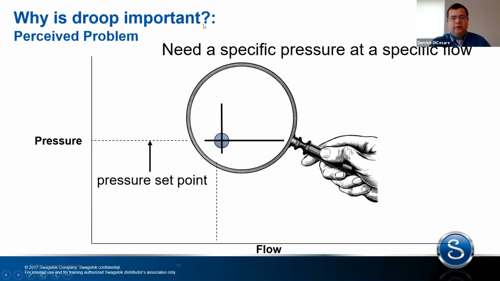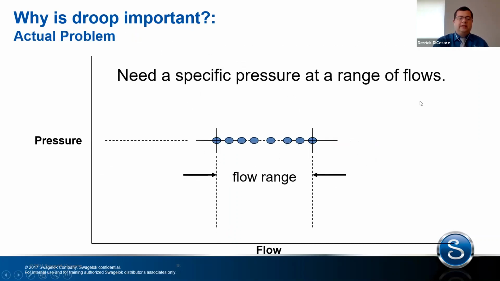So why is droop important? Ultimately, when we're sizing a regulator, you have a high pressure that you need to get to a lower pressure. Usually when I get a request, it's "I need to achieve this outlet pressure at this flow," which is great, except in practice, usually it's not just one flow. You've got to try and hold that pressure the same across a wide range of flows, from a low flow to a high flow.